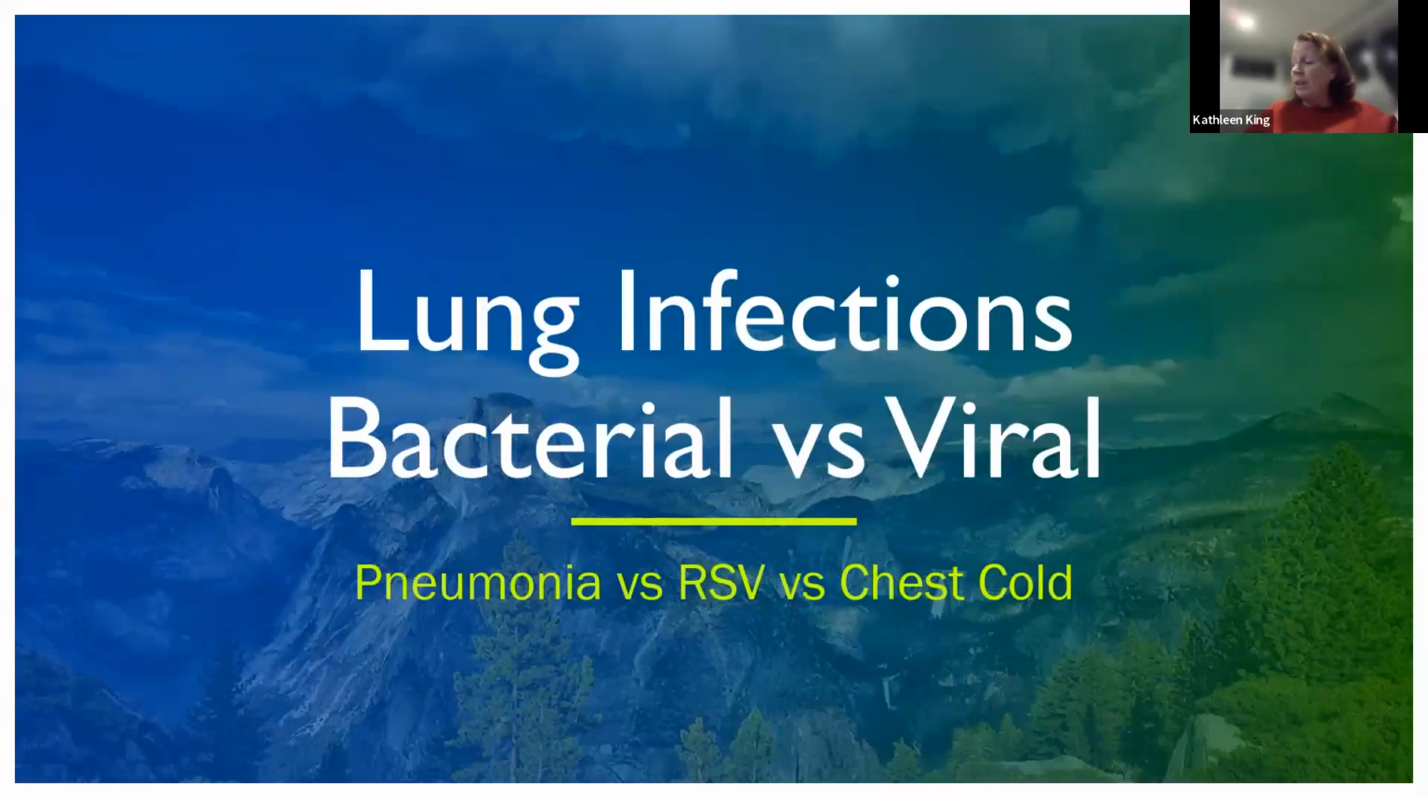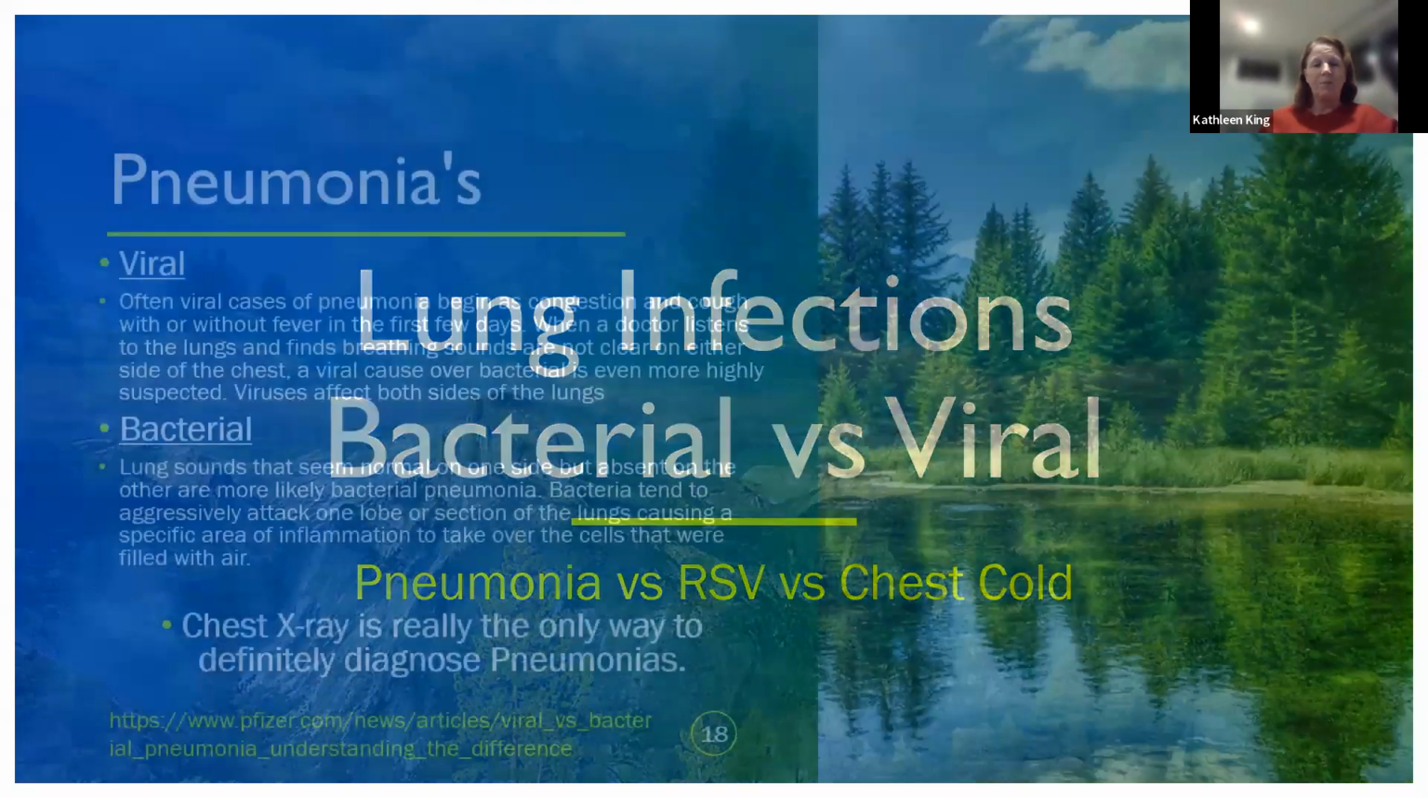All right, so we just talked about lung diseases. Those were chronic illnesses that have to do with the lung. I want to move on to just lung infections. So lung infections are short-term infections. They're either bacterial or viral. And let's talk about, because I think most people have to deal with this, especially in winter months, pneumonia versus RSV versus a chest cold.